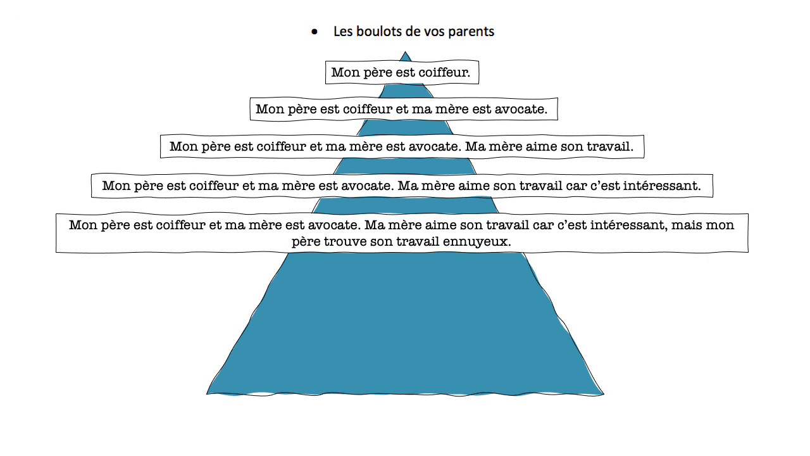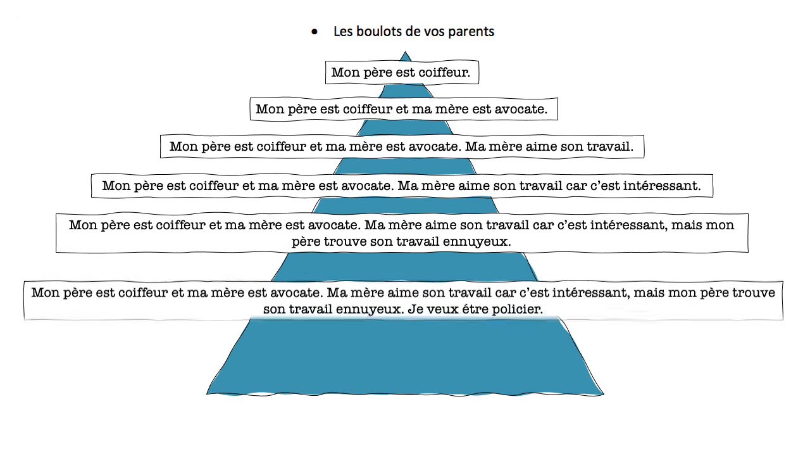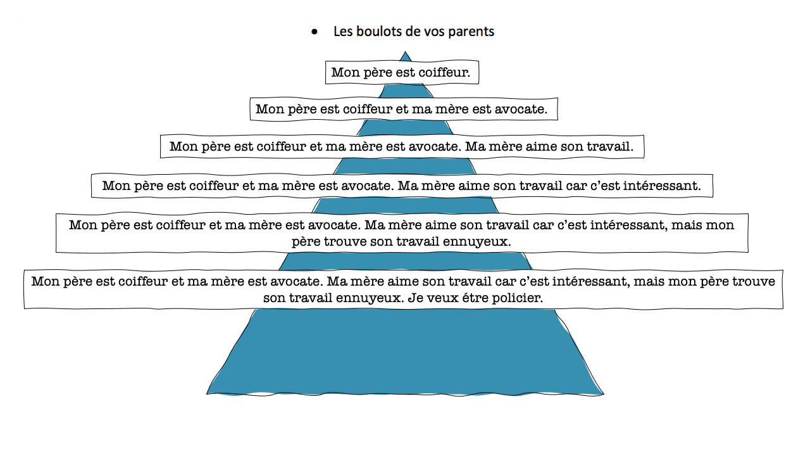This is showing that we can use much higher level language because we're talking about what our mum thinks of her job, giving a contrasting opinion from our dad. So this is going to climb us further up the bands of the mark scheme. We could then say something about ourselves. Je veux être policier. I want to be a police officer.